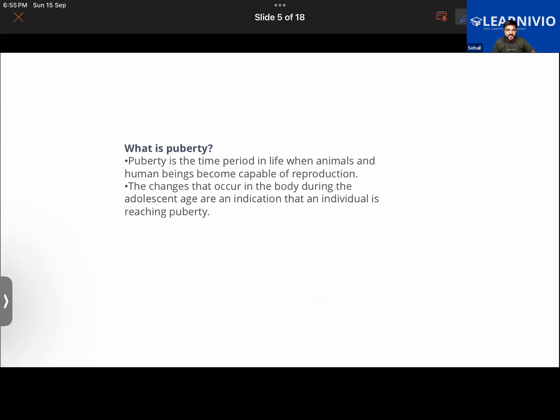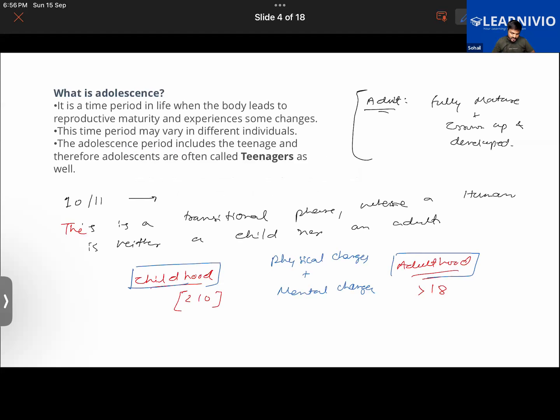Then when we look at puberty, puberty is that time period in the life when animals and human beings become capable of reproduction. The changes that occur in the body during the adolescent age are an indication that an individual is reaching towards puberty. Whatever changes occur during adolescence, whether it be a physical change in the shape, size, height of the body, a change in the voice, and reproductive maturity, all these are indications that the human being is reaching towards puberty. Hope this should be clear.